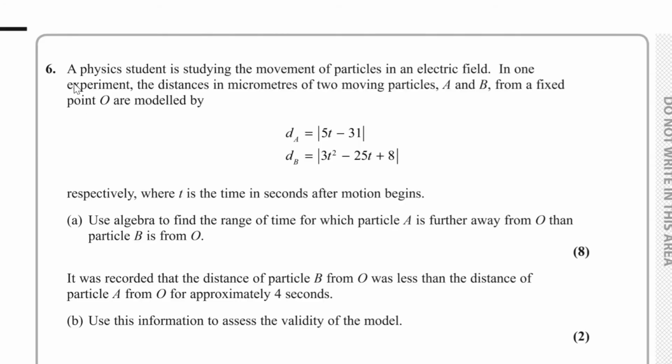Question number 6. A physics student is studying the movement of particles in an electrical field. In one experiment, the distances in micrometers of two moving particles, A and B, from a fixed point O are modelled by dA equals mod of 5t minus 31 and dB equals the mod of 3t squared minus 25t plus 8.